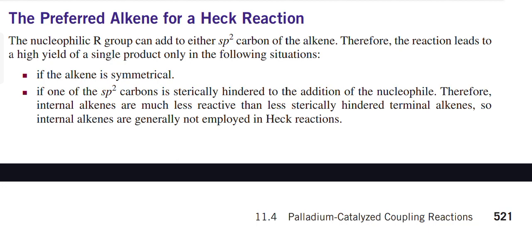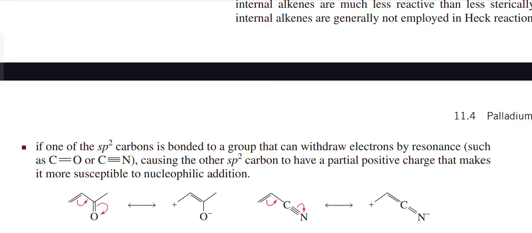If the alkene is symmetrical, or if one of the sp2 carbons is sterically hindered to the addition of the nucleophile. Therefore, internal alkenes are much less reactive than less sterically hindered terminal alkenes. So internal alkenes are generally not employed in Heck reactions. Also, if one of the sp2 carbons is bonded to a group that can withdraw electrons by resonance, such as CO or CN, causing the other sp2 carbon to have a partial positive charge, that makes it more susceptible to nucleophilic addition.